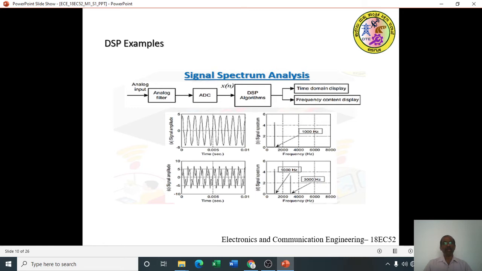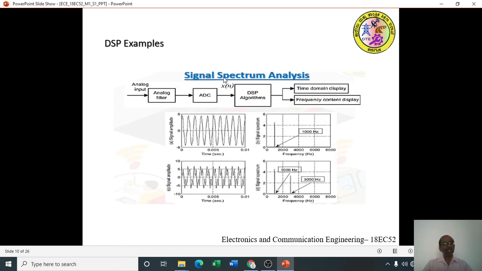Depending on your requirement, you would have loaded some algorithm to this particular DSP, which gives the results. The results can be displayed either in time domain or in frequency domain. To illustrate this example, I have taken one sinusoidal signal of frequency component 1 kHz.